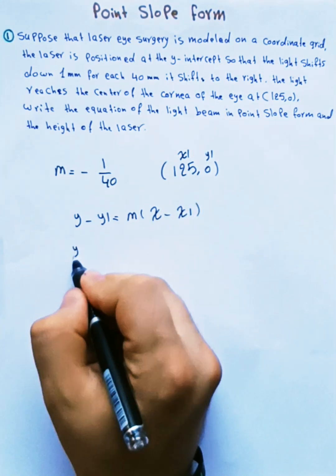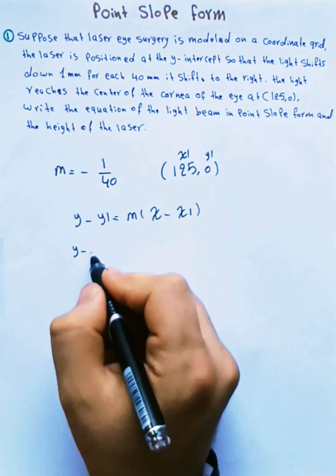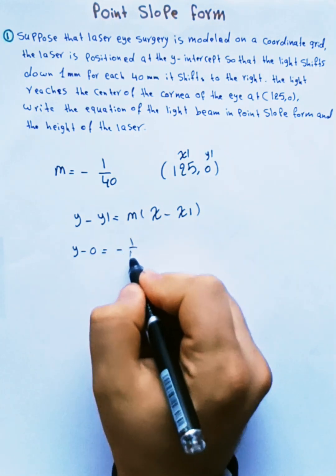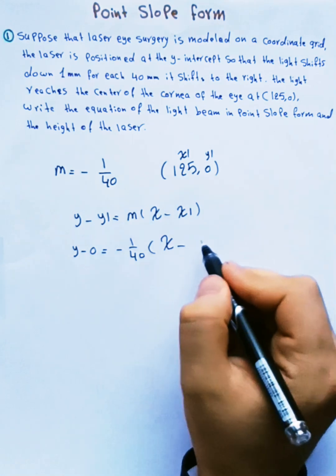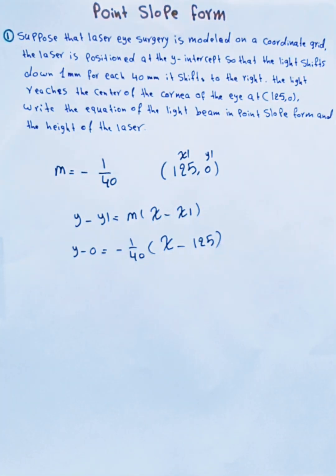So y minus y1, y1 is 0, equal to the slope, -1 over 40, times x minus x1, which is 125. After that, the equation of the line the laser beam travels along in point slope form is y equal to -1 over 40 times x minus 125.